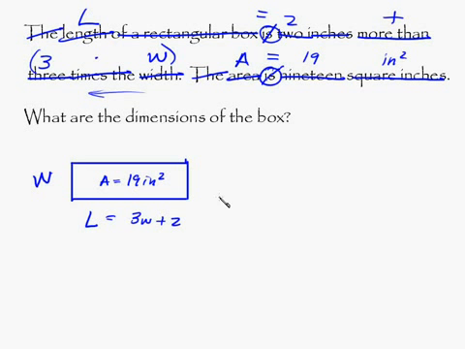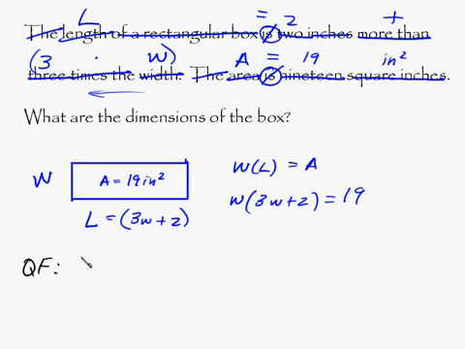Alright, so now what I want to do is set up an equation incorporating all this. Let's put this in parentheses. We know that area is equal to length times width, right? So W times L is equal to A. You're probably used to saying area is equal to length times width. We're just writing it this way so that it sets up nicely. So now my width is just W, and my length is 3W plus 2, is equal to my area, which is 19. Let's write this quadratic formula first.